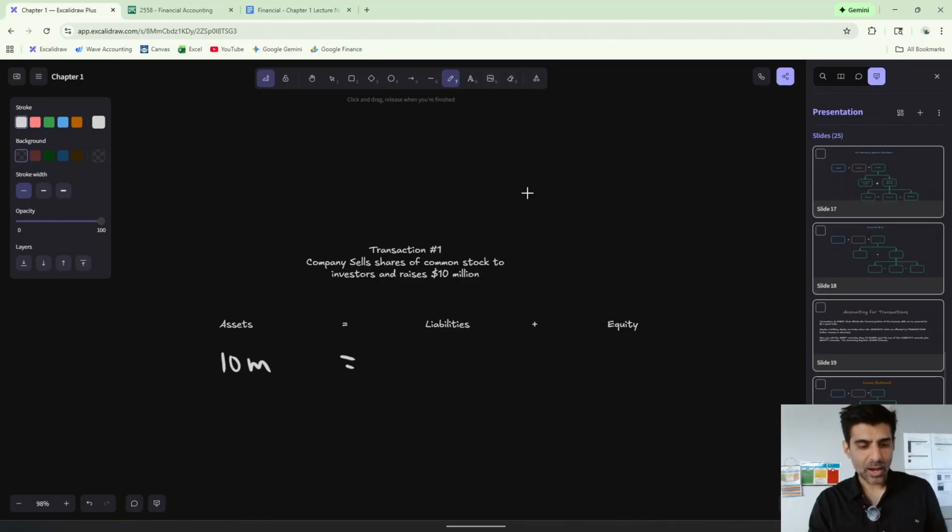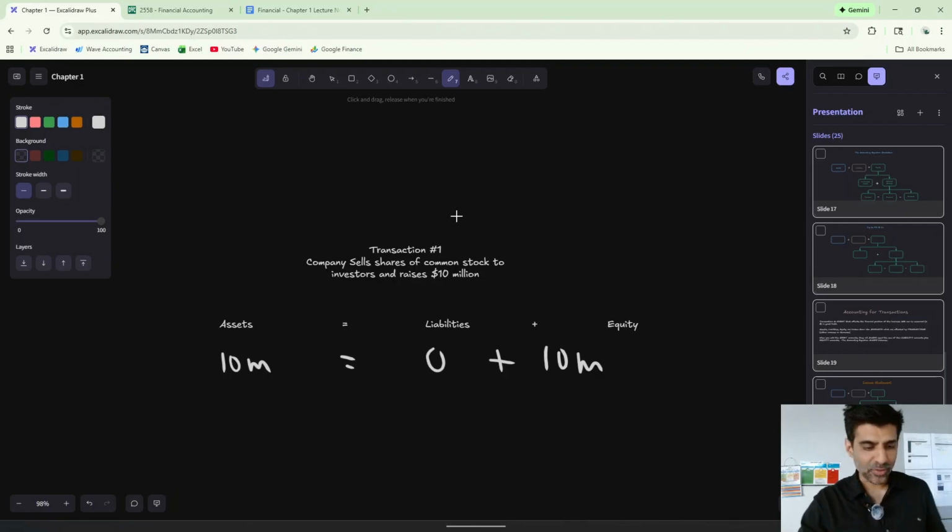Has my liabilities increased at all? No. So this is still 0. What about equity? Yes, this is 10 million, because now my contributed capital is 10 million. So this balance is holding, right? 10 million on the left side equals 10 million on the right.